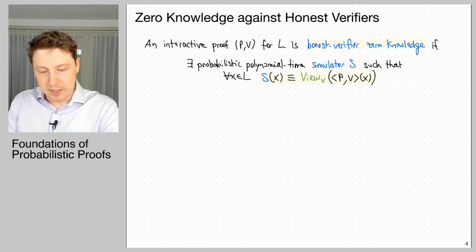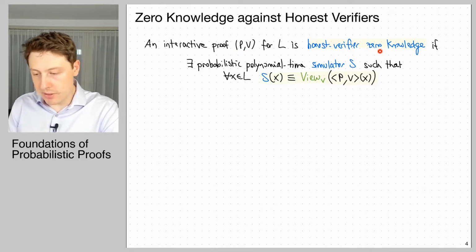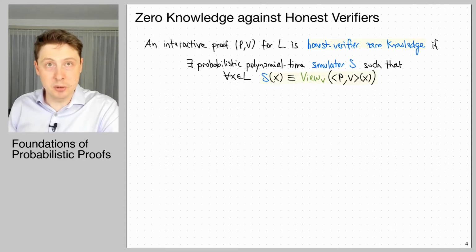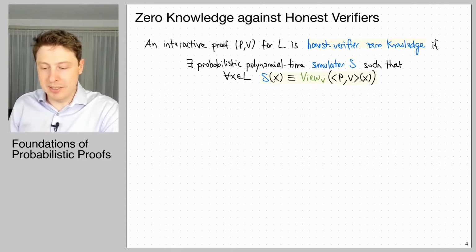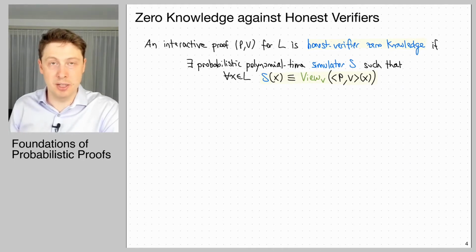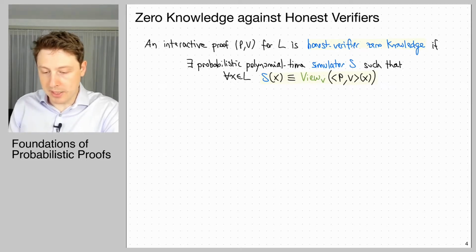It says, if you give me an interactive proof, here's the prover and the verifier for some language, we're going to say that it is, in this case, honest verifier zero knowledge if a certain condition holds. Now, this condition will talk about basically what the verifier learns in a certain context. So we're going to be talking about a view. I'll define the view in a moment. But the main point is that the condition says that there is some so-called simulator S, okay, that is efficient.